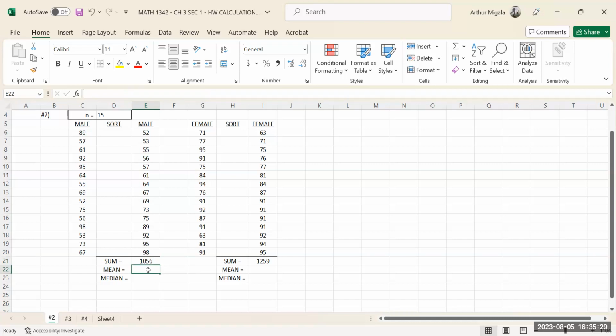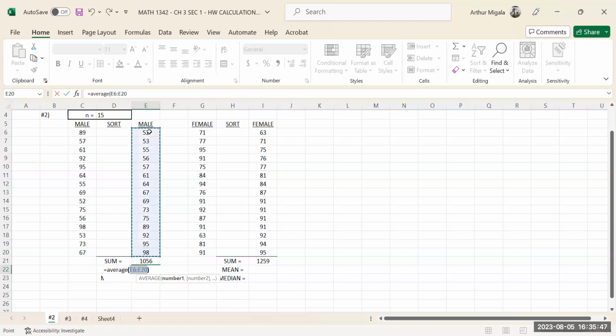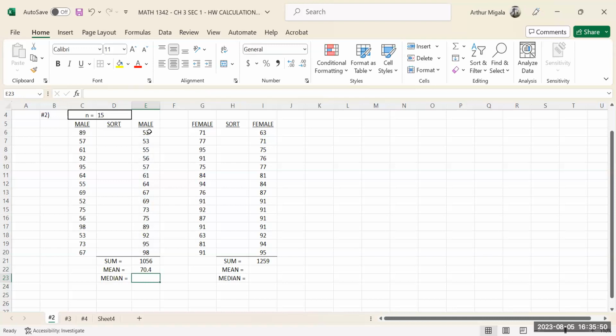Or if you wanted to, you could just type in the formula for it. Equals, because it tells the computer, okay, I'm using a calculation now, and type in average. Open parenthesis. I want to take the average of this data set. And close parenthesis. And there's that answer.